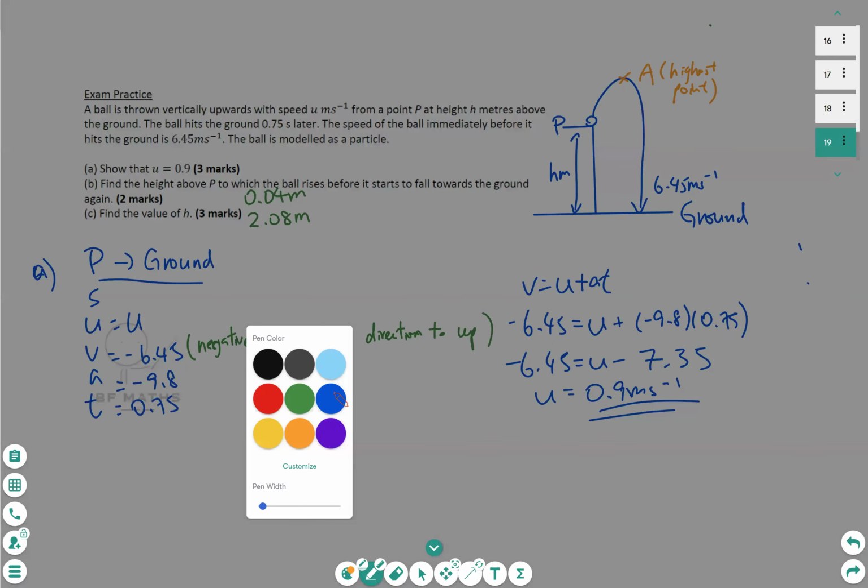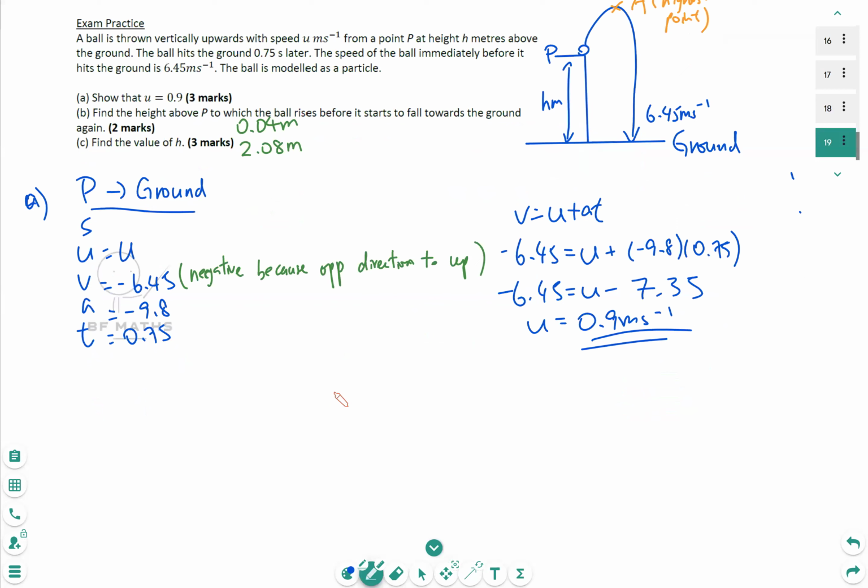So let's work out part B. We want to work out from P to A. If you got part A wrong, or you just want to listen to part B, you can pause the video anytime and try to fill up a SUVAT table by yourself, then check your answer with me. From P to A, I now know U is 0.9.